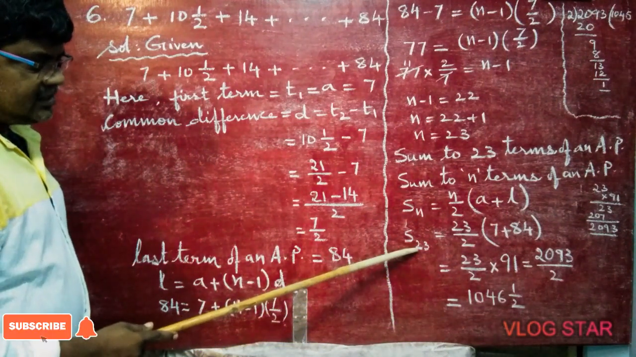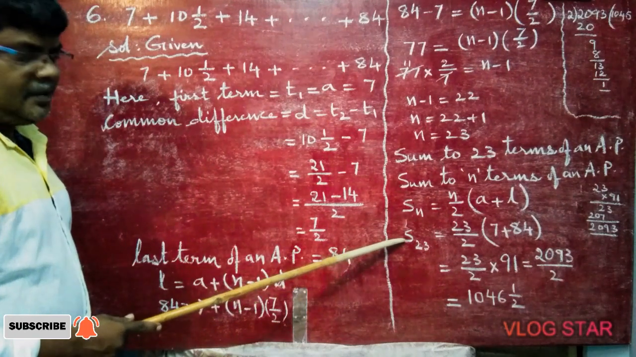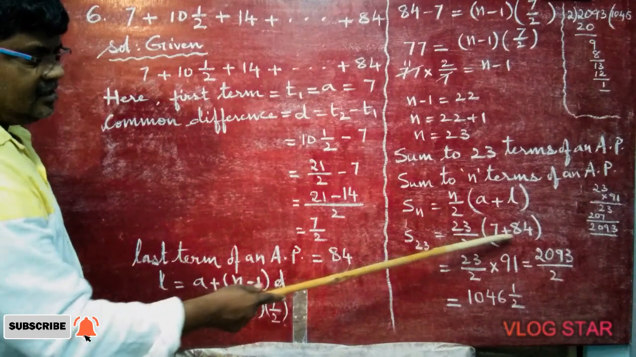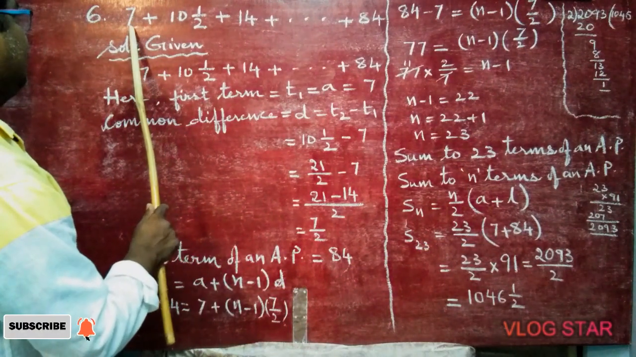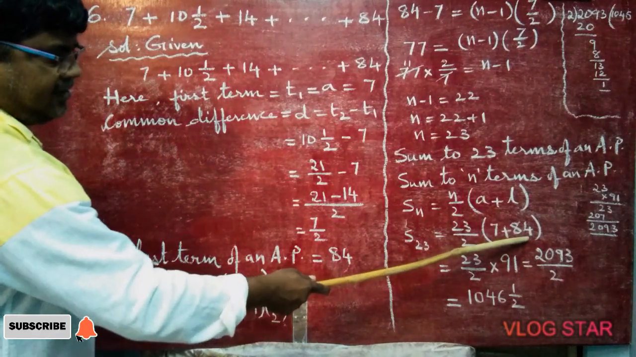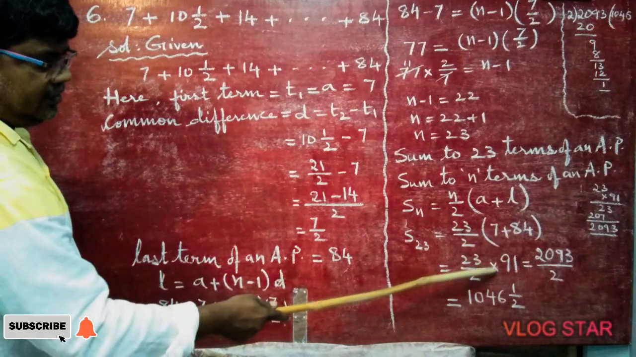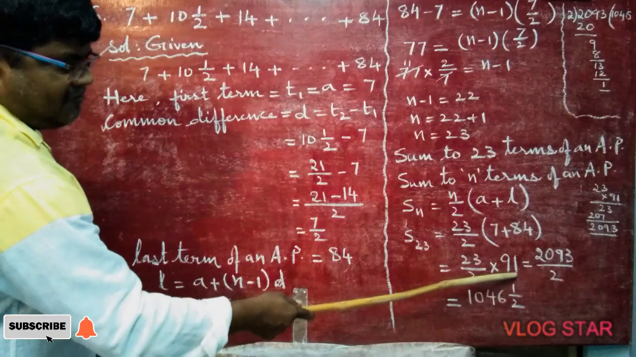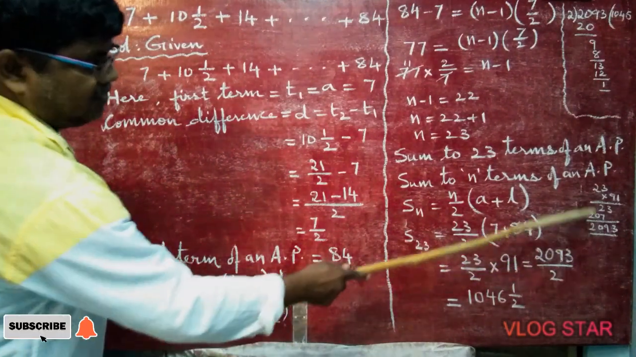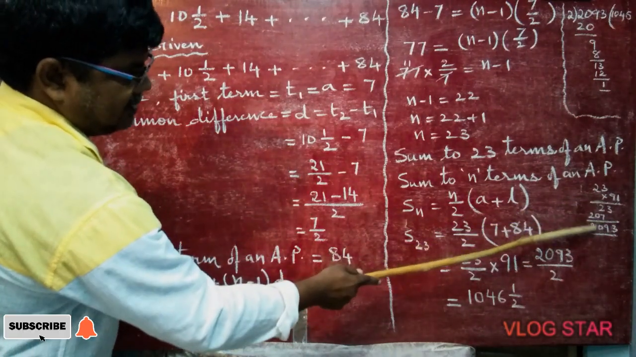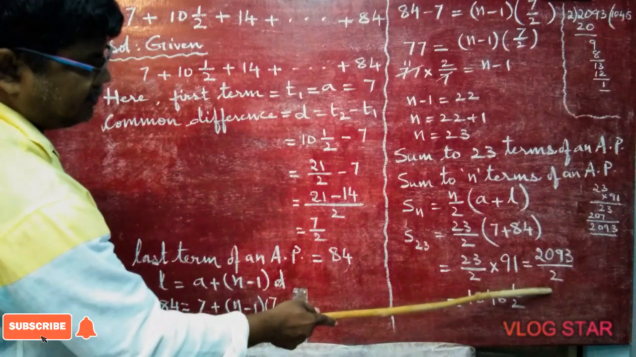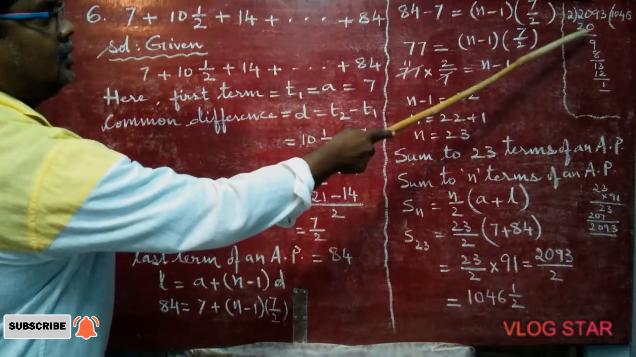Now S23, sum to 23 terms of an AP, is equal to n by 2, means 23 by 2, into first term plus last term. First term is 7 and the last term is 84. So 7 plus 84. 23 by 2 into, if you add, you will get 91. Now simplification. 23 into 91. 23 91s are 2093. Divided by 2.